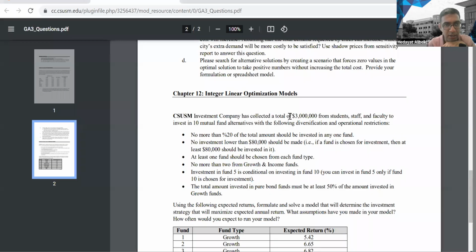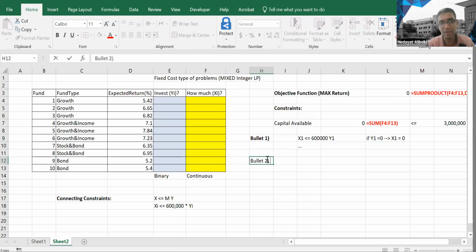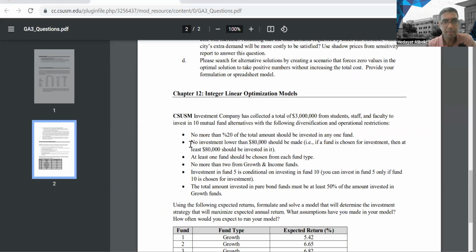All right, so that's really the objective here. Okay, so let me move on, guys. No investment lower than 80,000. So now this one, we have a minimum, bullet 2, and I think these are the two challenging ones. After this, it should be super easy. You can easily capture the rest. Can any of you help me with bullet number 2? If you make a decision to invest, you have to invest 80,000 or more. You can't invest 50,000, for example. You can't invest 40,000.